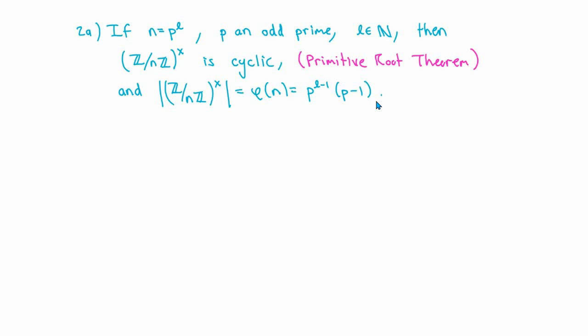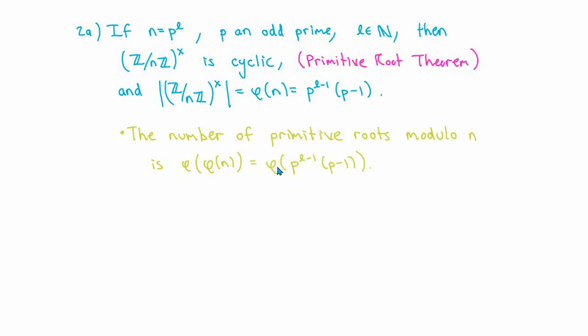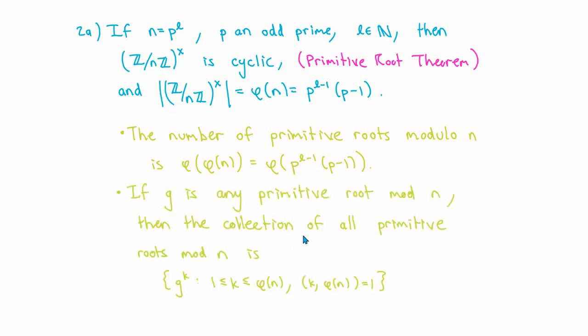Well now, from what we've said about cyclic groups, we can deduce a couple of facts about primitive roots modulo n. The first fact is that when n is a power of an odd prime, the number of primitive roots modulo n is phi of the order of the group, which is phi of n, or phi of p to the l minus 1 times p minus 1. So this is the number of residue classes modulo n which are generators for the multiplicative group of primitive residue classes modulo n.